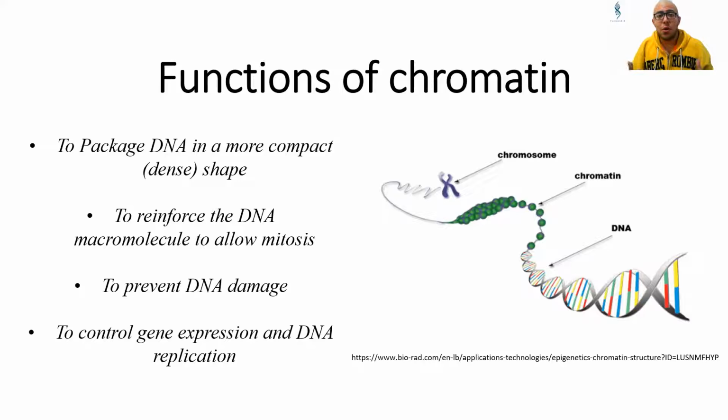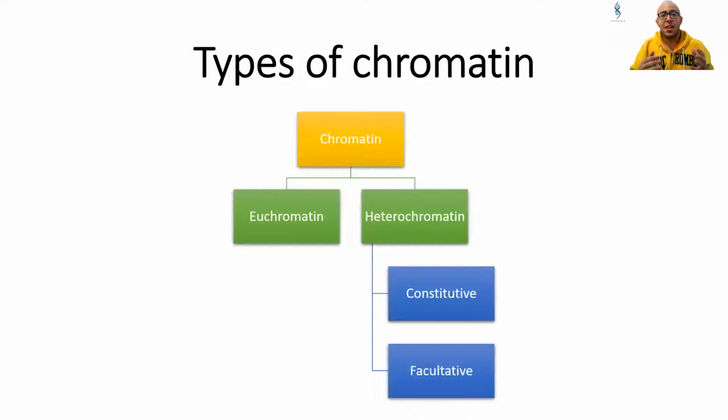Here, I'd like to give an example where the proteins, the histones and the non-histones, essentially function as cushions for the DNA to prevent its damage. And fourth and finally, to control gene expression and DNA replication. I really want to stress the importance of this point. As we're going to be seeing in the next slide, there are certain regions where the chromatin structure is relatively loose, allowing gene expression to take place.